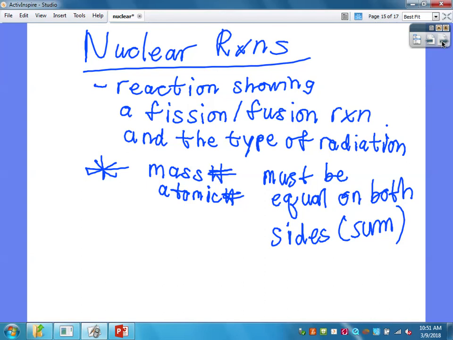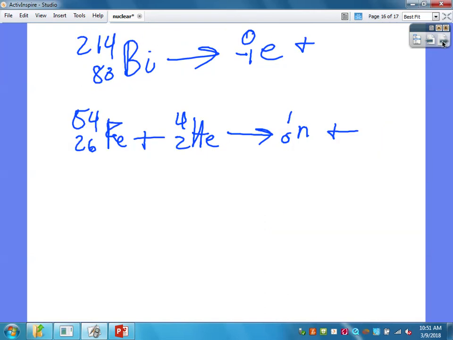The big thing is we do have to balance this. Now, it's not the same balancing as chemical reactions. All right? What we're going to balance is the mass numbers and the atomic numbers on both sides. The total mass number on the left has to equal the total mass number on the right. So you're going to see how I kind of go through that. And then I have to repeat it. Total atomic number on the left has to equal the total atomic number on the right.